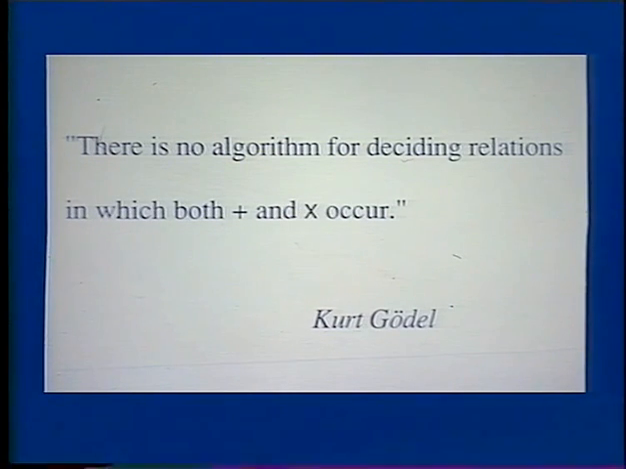He said, there is no algorithm for deciding relations, that means statements about numbers, in which both plus and times occur. Gödel published this result in 1931. It's one of the most startling results of all mathematics. It's very hard to see just looking at it how on earth one will prove it. But in fact what Gödel did was to analyze the notion of an algorithm and show that if there was an algorithm for solving problems of that kind, then the algorithm could be used for solving problems about itself, and that would get us into contradictions.